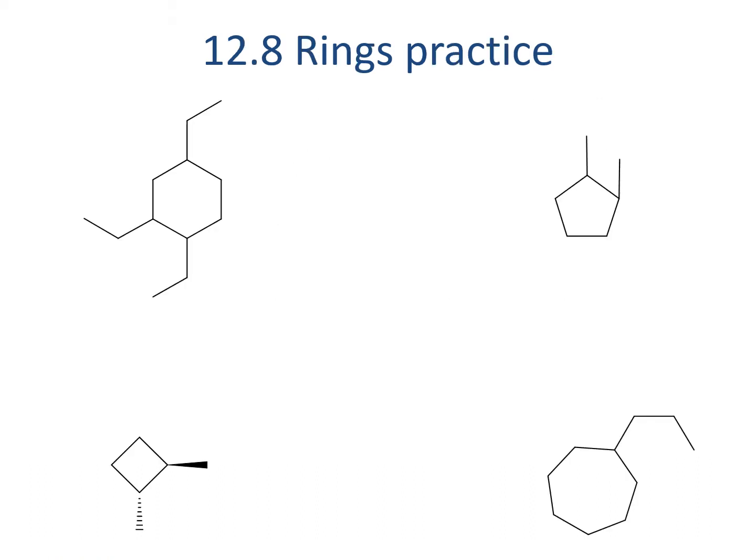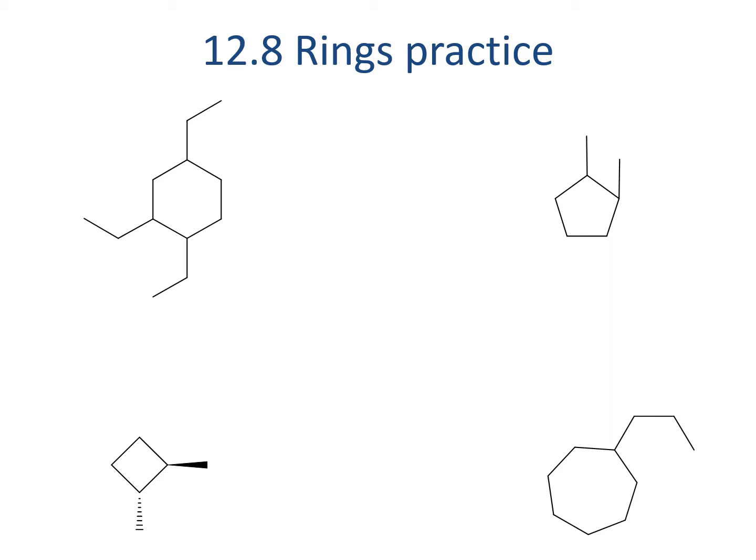Here are a few rings to practice on. The first ring tests to see if you can number multiple substituents correctly. The second and third, the top right and then the bottom left, are about cis and trans labeling, and the fourth is about singly substituted rings. See if you can identify the names for each of these before you continue.